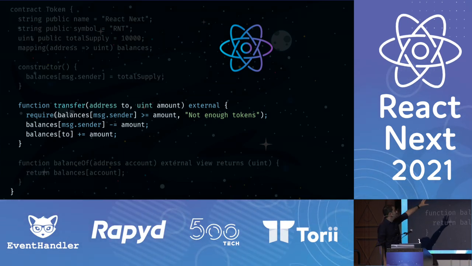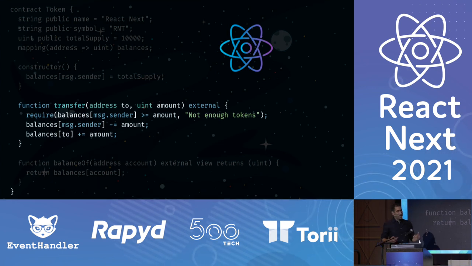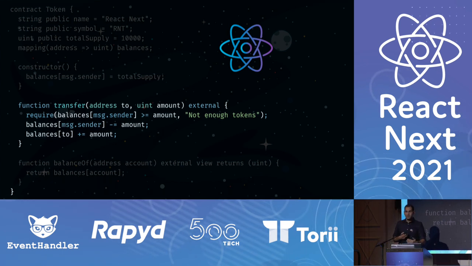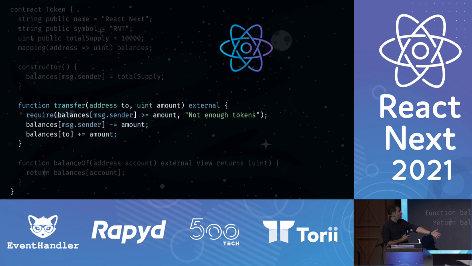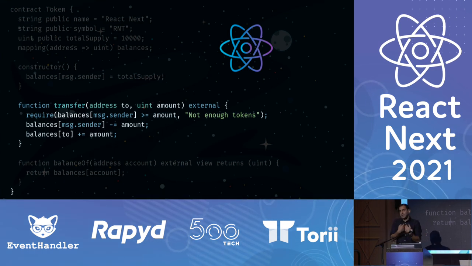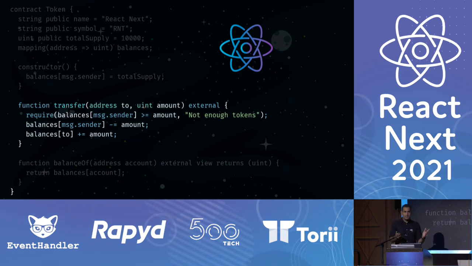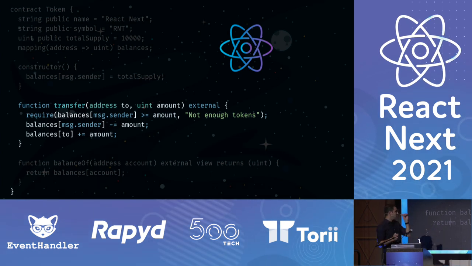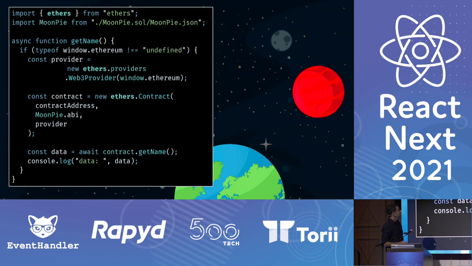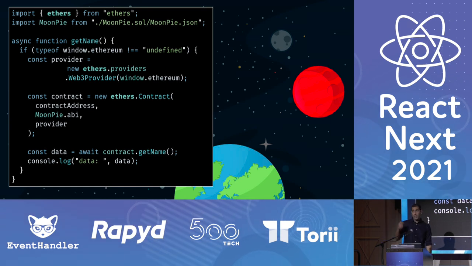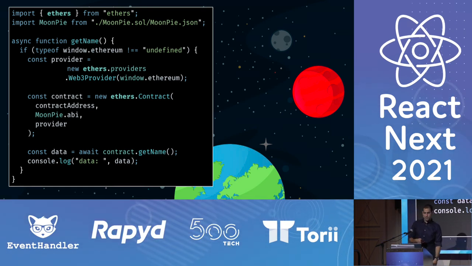This is all the code that we need that says, okay, if I want to send tokens to someone and I have this amount, just subtract it from myself and add it to the receiver. This is so simple. This is not like the complex Web3 that we think about. This is really simple. And interacting with it using React or JavaScript is also very easy.